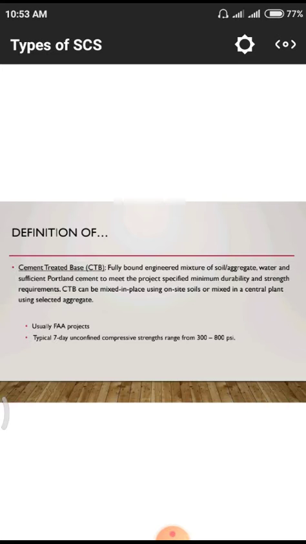In the previous cases, we mixed the cement content with the surrounding soil. That means whatever land we go for densification or improving, we take the soil and mix it with cement. Here, we take simply aggregates and mix them with cement, and then apply it at the site, so that it meets the minimum durability and strength requirements.